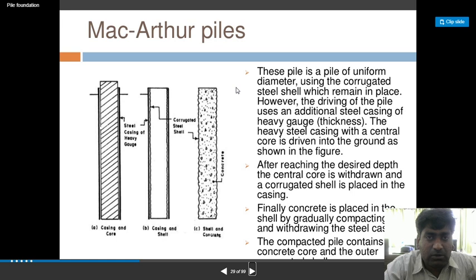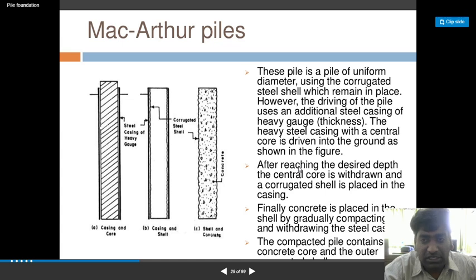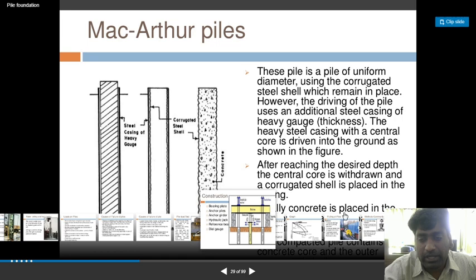And now I will discuss the MacArthur piles. This is a pile of uniform diameter using a corrugated steel shell which remains in place. However, the driving of the pile uses an additional steel casing of heavy gauge thickness. The heavy steel casing with a central core is driven into the ground as shown in the figure. After reaching the desired depth, the central core is withdrawn and a corrugated shell is placed in the casing. Finally, concrete is placed in the shell by gradually compacting it and withdrawing the steel casing. The compacted pile contains a concrete core and outer bodies.